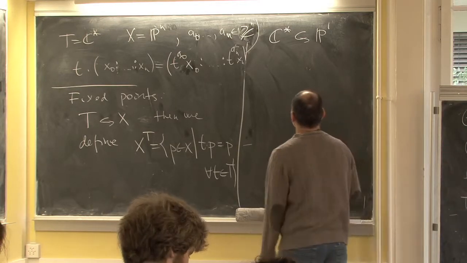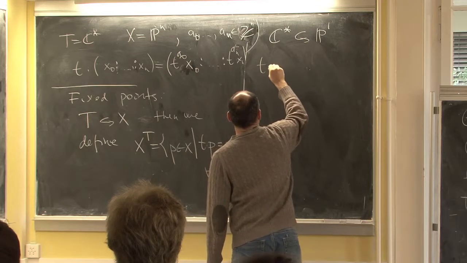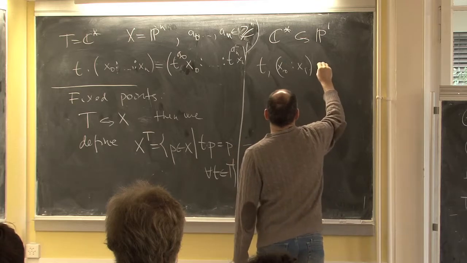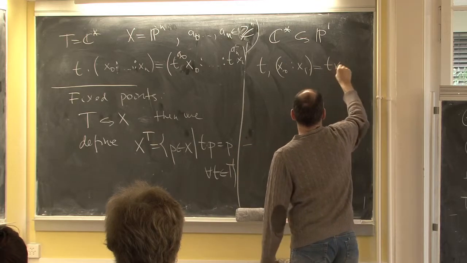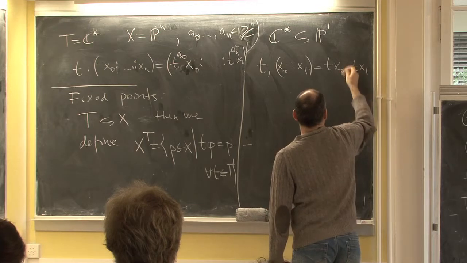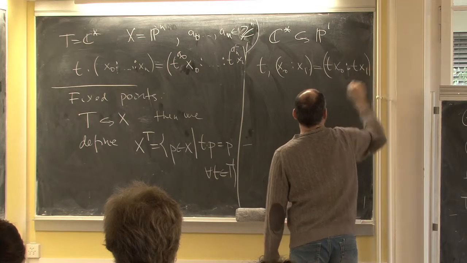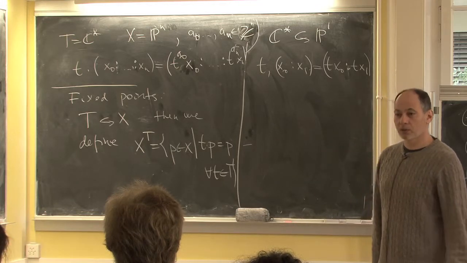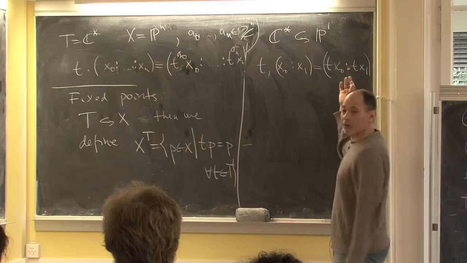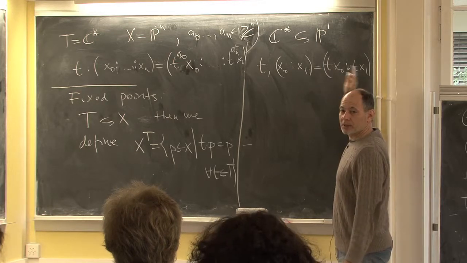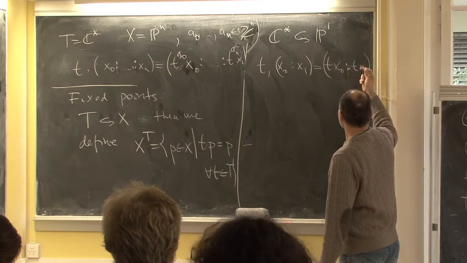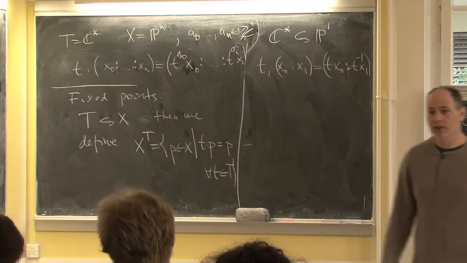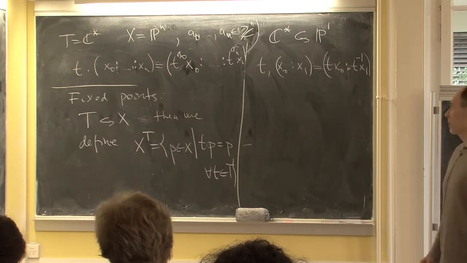You'd be tempted to just take T acting on x_0, x_1 by writing that it's just tx_0 and tx_1. That looks like a simple thing I can do, but we know that this action is actually trivial, since this point is the same as that point. So this is not interesting. Let's look at the situation when one of the weights is +1 and the other is -1. Then you get something non-trivial.